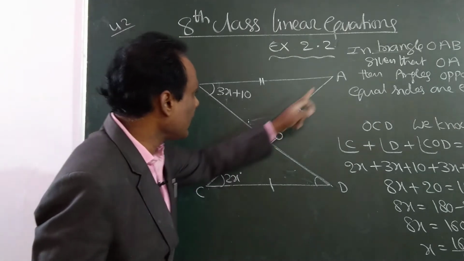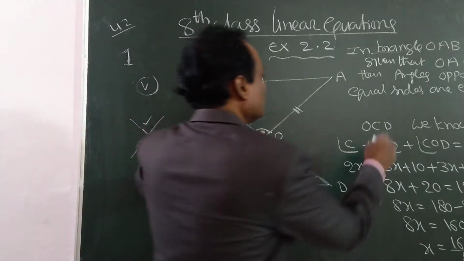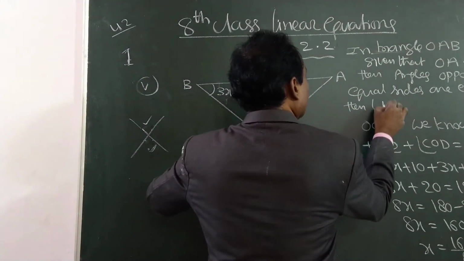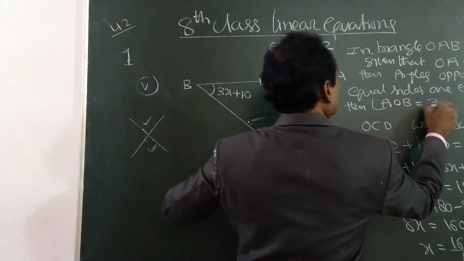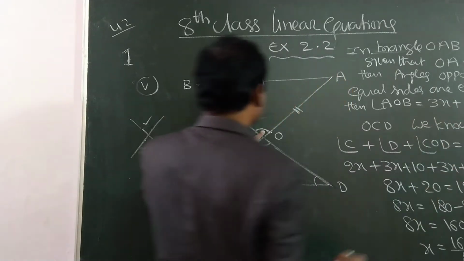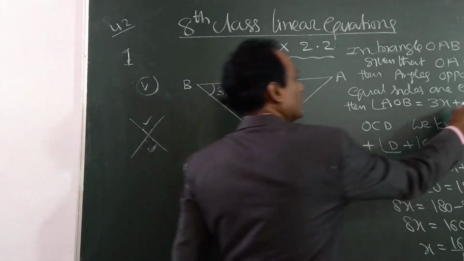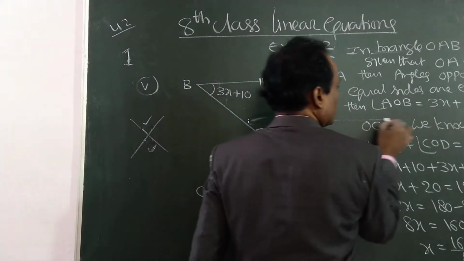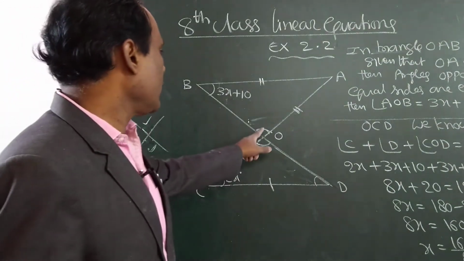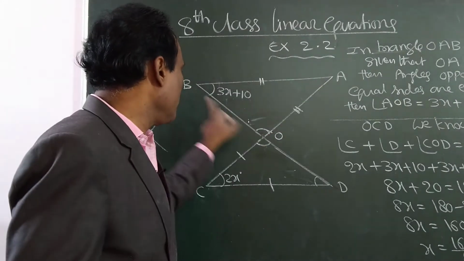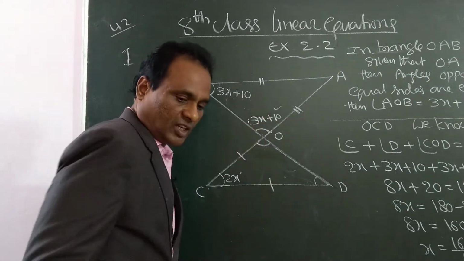I will call this angle AOB. Then angle AOB is equal to 3x plus 10. Why? Because two sides are equal, so two angles will be equal. So 3x plus 10. Write down up to here. Don't write this. Only up to here. Angle AOB is 3x plus 10. We got it. Next.